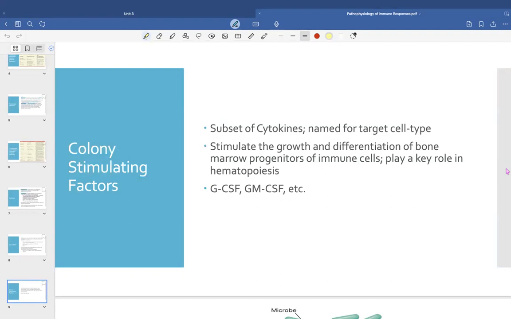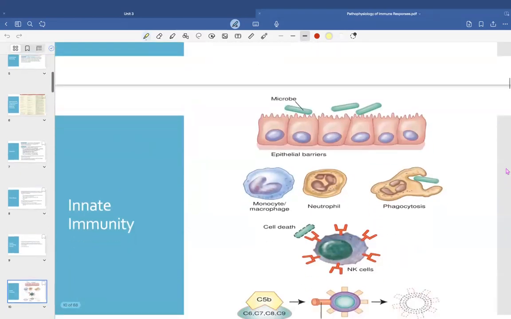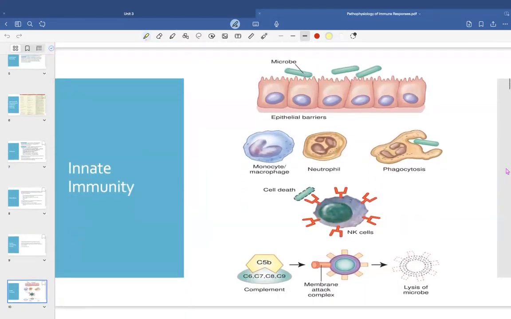Okay. Looking at your innate immunity. Okay. So innate is our first line of defense. So for those of you who are visual learners especially, we talk about our epithelial barriers. They provide a barrier.